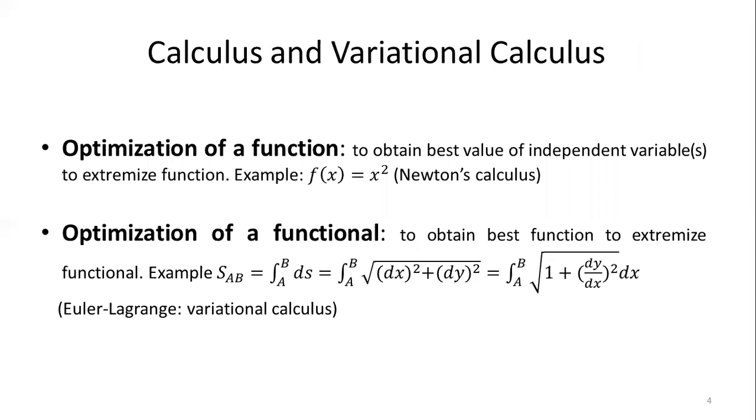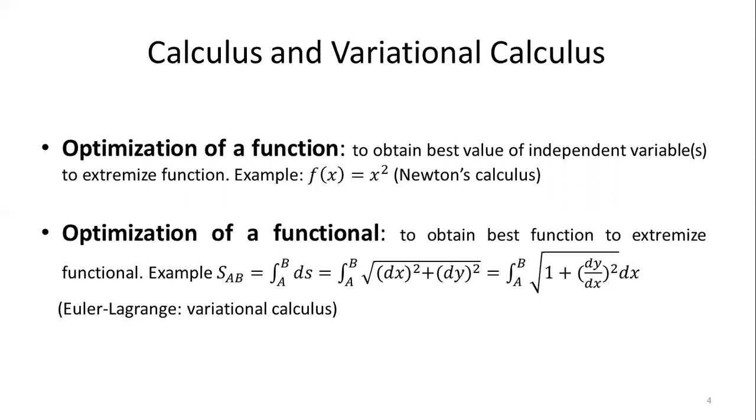Calculus is concerned with the optimization of a function. For example, if you're given a function of x like x squared, then you could find the first derivative. And if you have more than one variable, you could say the partial derivatives are zero. You could find the turning points and apply the second derivative test in the Hessian matrix to determine the nature of a turning point.